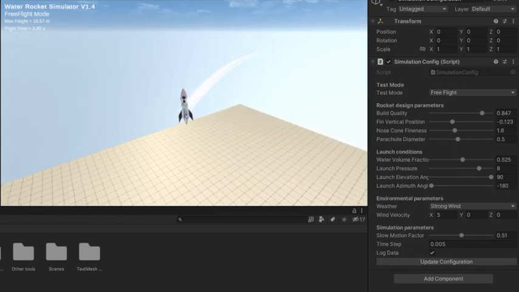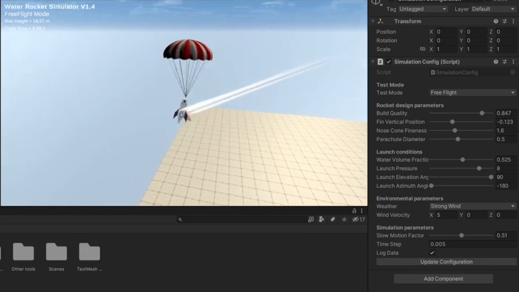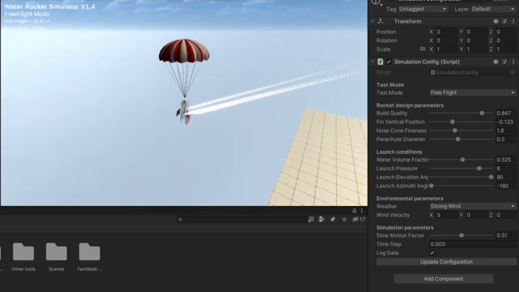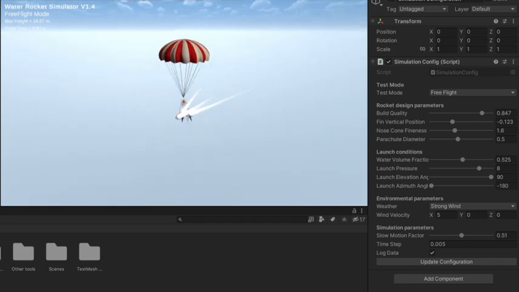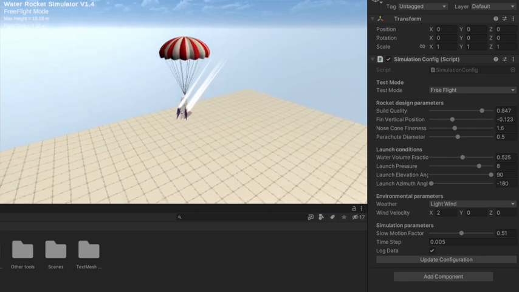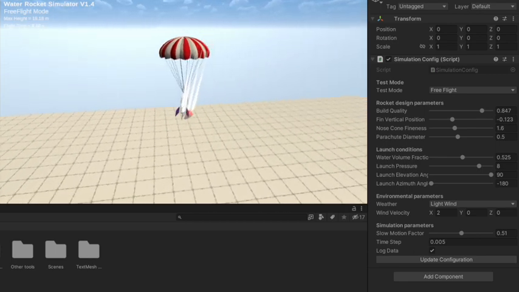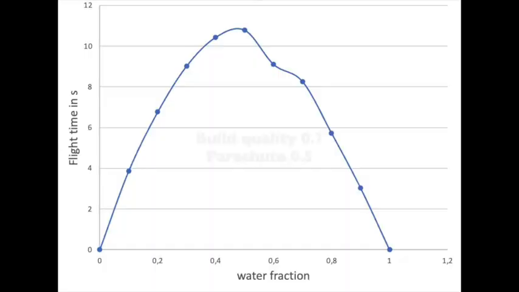In low wind speeds, one can observe a small deviation of the aircraft, whereas in high wind conditions, the deviation of the aircraft becomes more important, causing the rocket to exit the 50 meter by 50 meter area. In order to maximize flight time, it is therefore important to have a large enough parachute whilst minimizing the deviation of the aircraft due to wind.